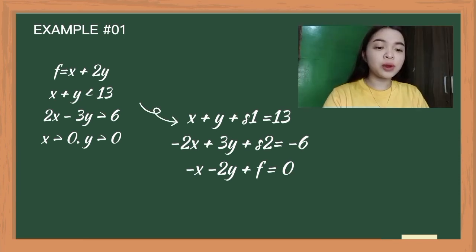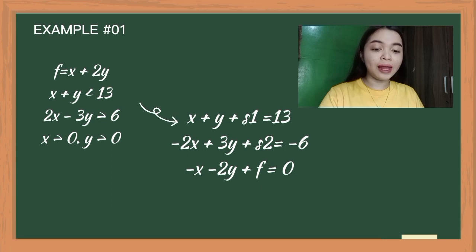First, we need to write what to maximize and your inequality constraints. So maximize f is equal to x plus y, subject to this, your inequality constraints: x plus y is less than or equal to 13. Then 2x minus 3y is greater than or equal to 6. And then x is greater than or equal to 0, and y is greater than or equal to 0.